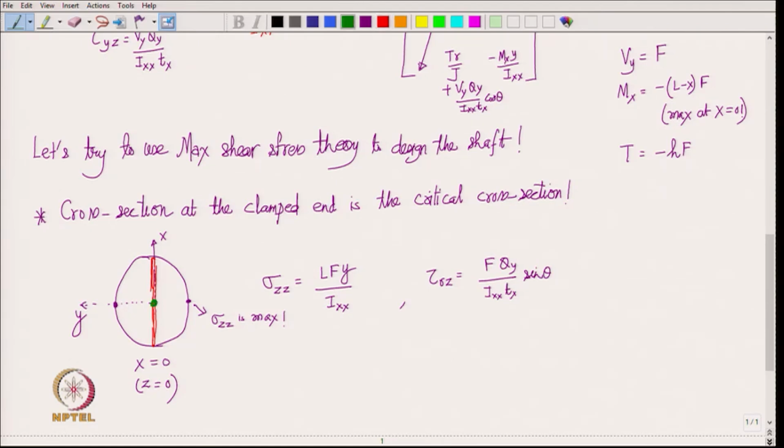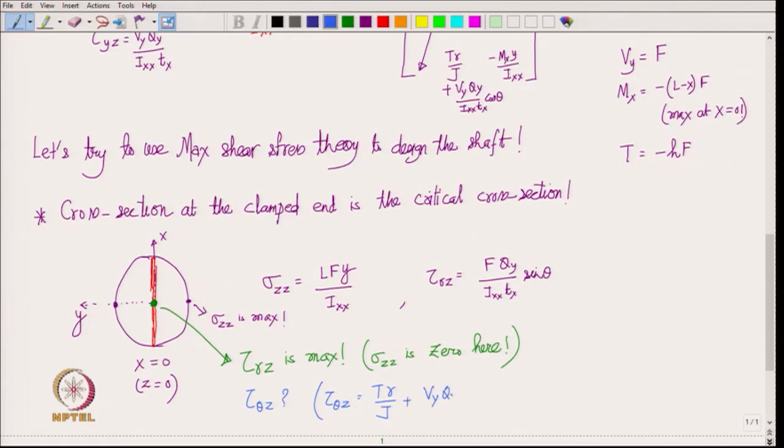So, this is the point where tau r z is max, but then you see at that point bending stress is 0, sigma z z is 0 here. What about tau theta z? So, look at the formula for tau theta z, and that is equal to T small r over J plus V y Q y over I x x T x times cos theta.